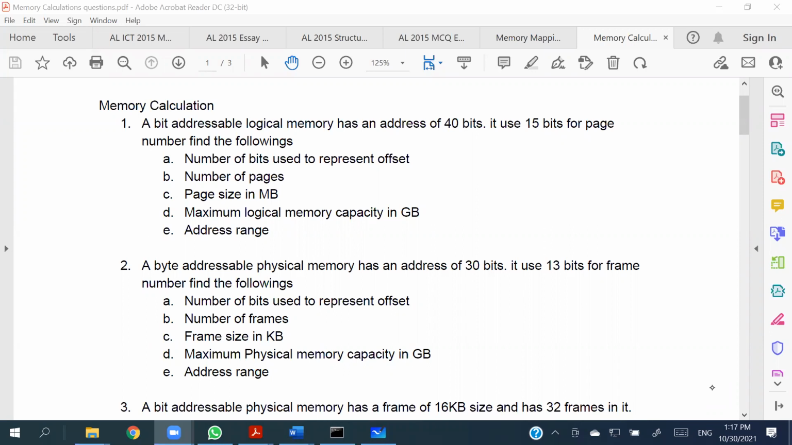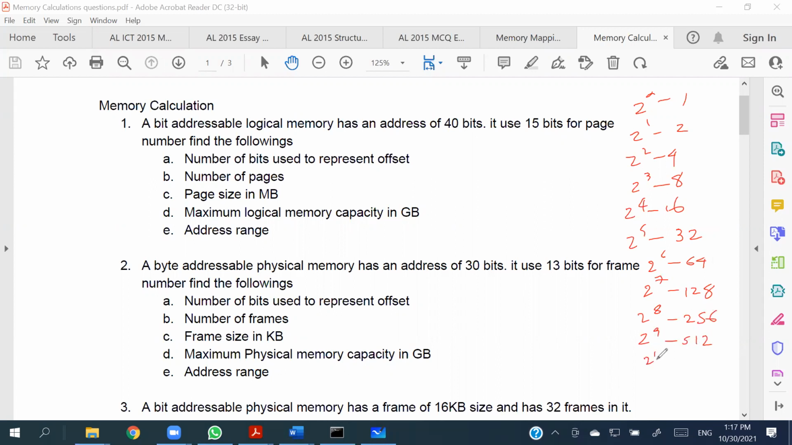When it comes to the powers of 2, at most just remember up to 2 to the power 13, right? So 2 to the power 0 is 1, 2 to the power 1 is 2, 2 to the power 2 is 4, 3 is 8, 4 is 16, 5 is 32, 6 is 64, 7 is 128, 8 is 256, 9 is 512, 10 is 1024, 11 is 2048, 12 is 4096, and 2 to the power 13 is 8192.